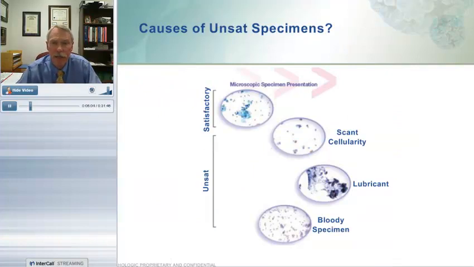Let's look at a specific example of what a satisfactory versus an unsatisfactory specimen would look like. The topmost oval is an ideal specimen which is satisfactory for interpretation. The next oval down represents scanty cellularity, which is the chief reason for which Pap smears are unsatisfactory, followed by an oval showing excessive lubricant within the Pap smear. We're going to talk about the use of lubricant with obtaining the Pap smear later on. And then the last oval shows bloody contamination either from menstrual flow or from a collection technique fault.